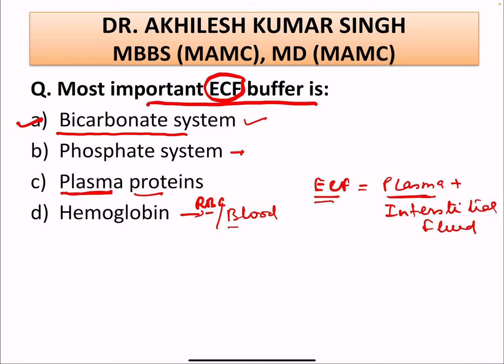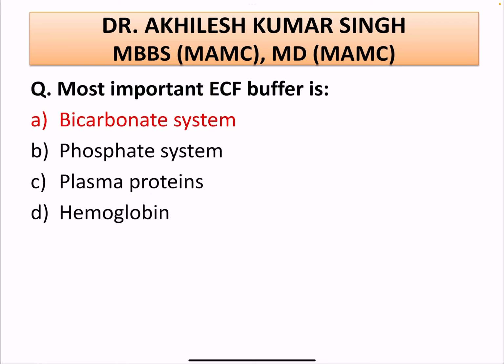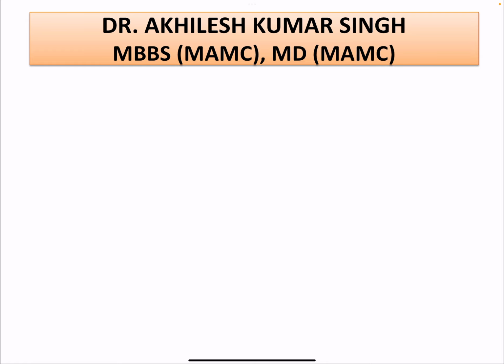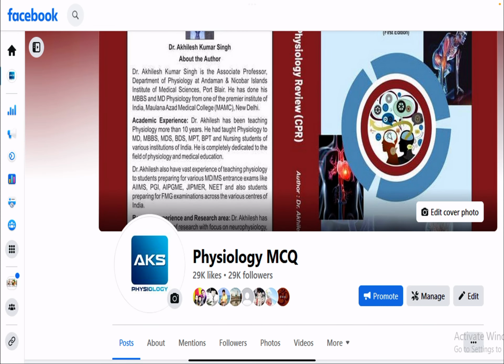The phosphate system is present in the renal tubules. It is the important buffer system in the renal tubules and inside the cell, or intracellular fluid. But in this question it is asking about the important buffer system of the ECF. The important buffer system of the ECF is the bicarbonate system. So this is the correct answer here. So the correct answer is the bicarbonate system. So this is all about the various important questions on pH and the buffer system.